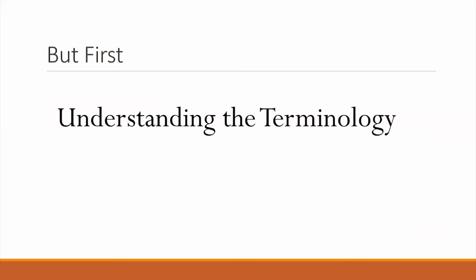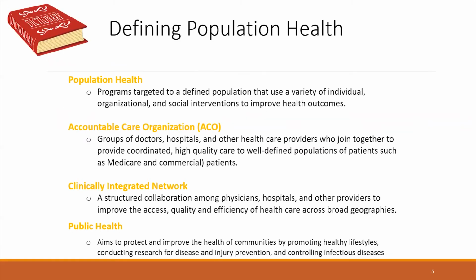So first, let's talk a little bit about terminology. In our last presentation, we talked about chronic care management. Today, we're going to be more focused on population health. And when we think population health, there's a lot of variable terms that can be used. Population health in and of itself: programs targeted at a defined, specific population, whether it's an individual, an organization, or social interventions to improve health outcomes, such as our chronic care management.